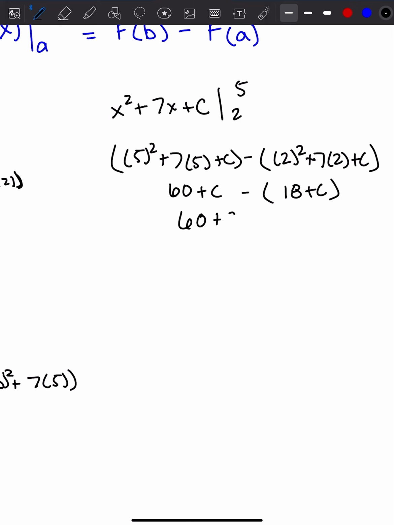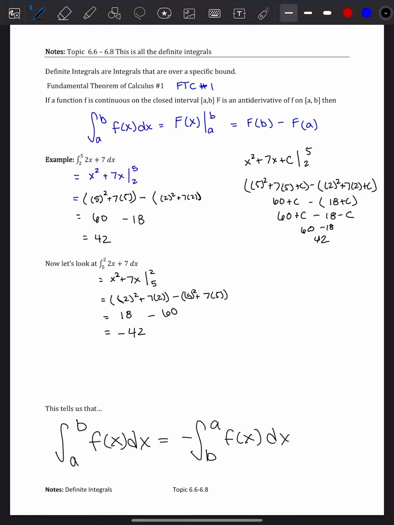So I have 60 plus c minus 18 minus c. We have a positive c, we have a negative c, so those are going to cancel each other out. So we end up with 60 minus 18 to give us that 42 still. So the reason why we get rid of that plus c is because we're adding a constant to both terms, and because I'm subtracting them, I'm subtracting that constant from each. So they end up canceling each other out. So even if we don't know what that constant is, we don't necessarily need it with a definite integral specifically. If it's an indefinite integral, then I just need that c.